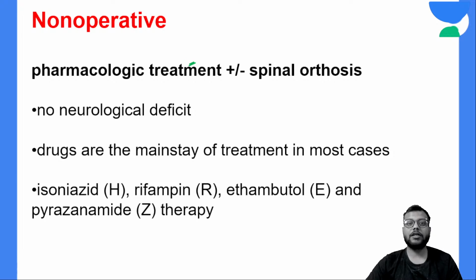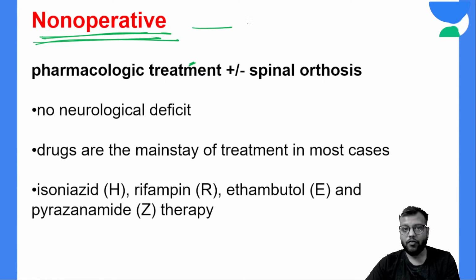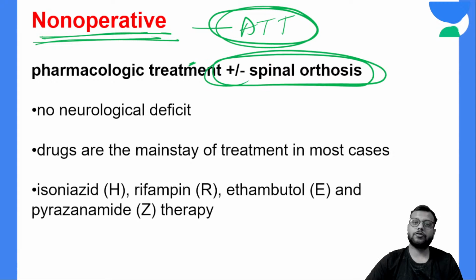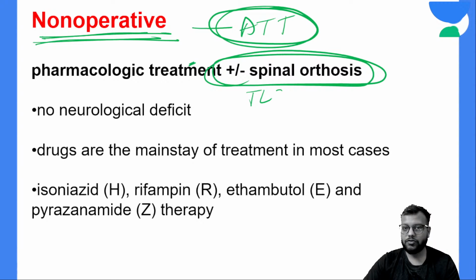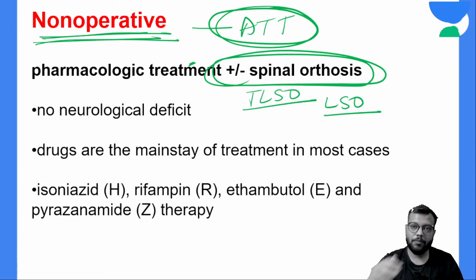Okay, so whether the treatment indication is operative or non-operative, you always start with the non-operative one and you go for the anti-tubercular treatment or the drugs, that is the ATT, with spinal orthosis. Now what is spinal orthosis? Spinal orthosis are braces, like you have the TLSO brace, thoracolumbar spine orthosis, or the LSO brace, that is the lumbosacral orthosis. Okay, so you will keep the patient in brace to support the vertebral column so that there is no pathological fracture, disc herniation etc.